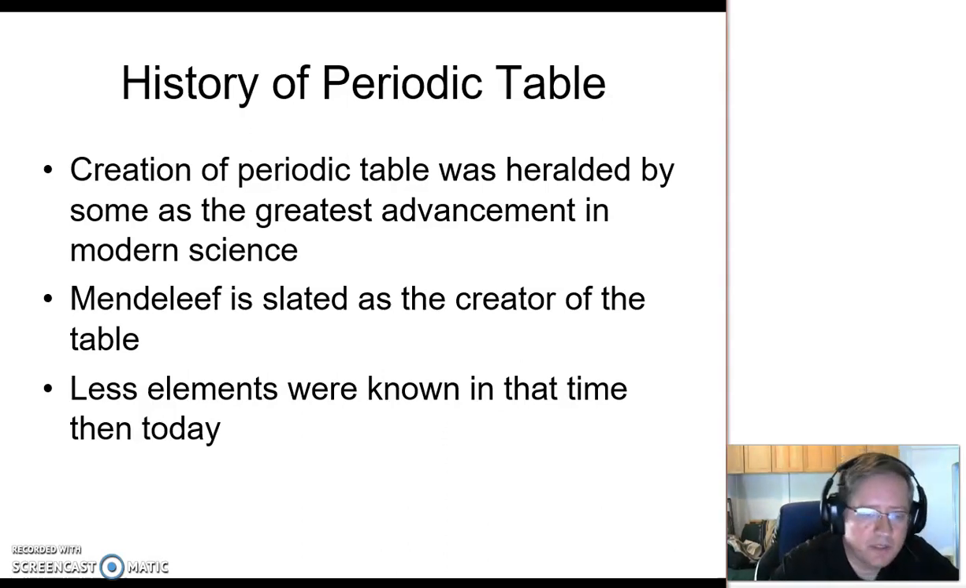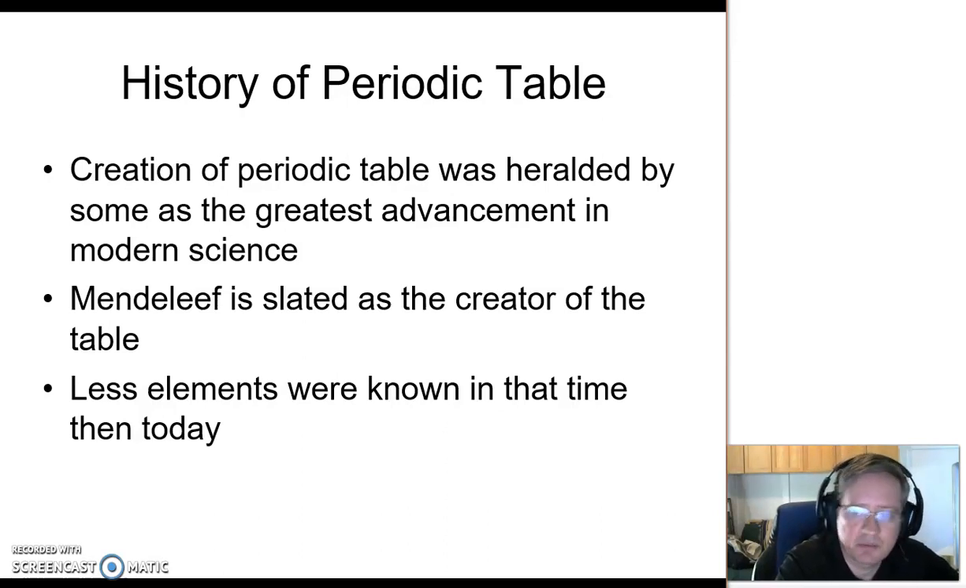So we talked a little bit about the history of the periodic table, and if you talk to some scientists, probably mostly chemists, they will say that this was actually the greatest advancement of modern science. And though I can agree, probably the greatest one for chemistry, you're never going to get scientists to agree on anything like that altogether, but this was a pretty significant task.